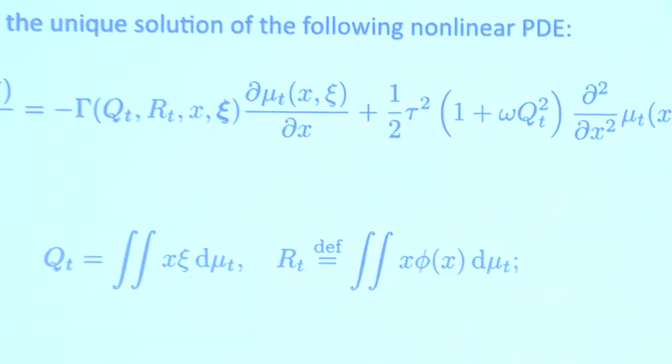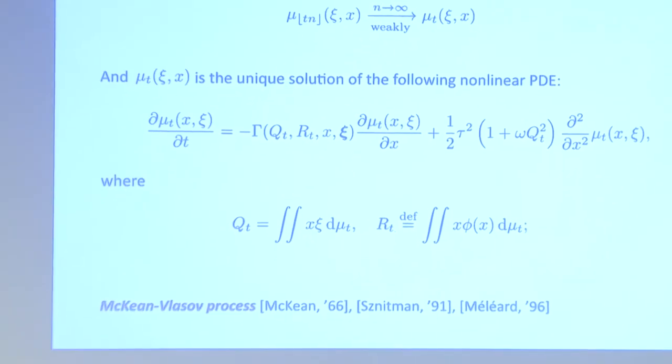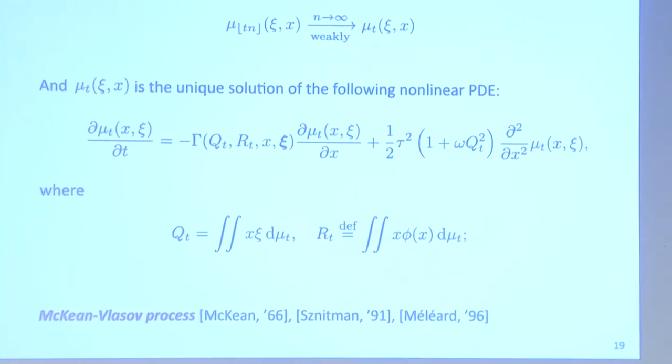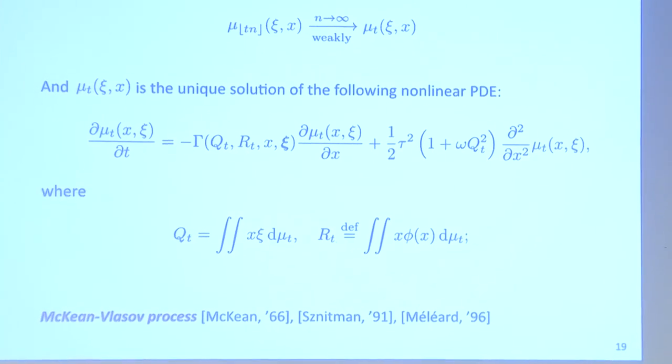If you look at our paper, the PDE is not written in this form. We don't assume a priori there is a density at all. The PDE is written in a weak formulation, in the measure valued process. But with sufficient smoothness on the initial condition, you can assume there's a density. It's way better to write it in the density form for internal understanding.